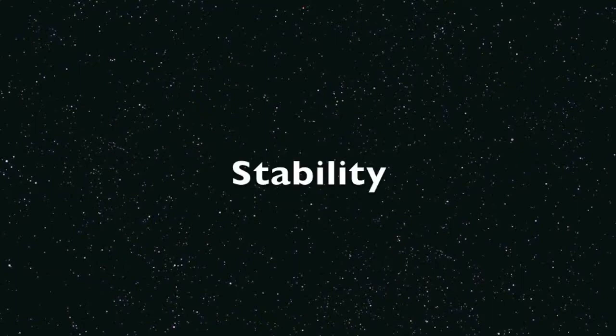Stability is the resistance to disruption to equilibrium, and the resistance to linear and angular acceleration. Balance is the ability to control equilibrium.